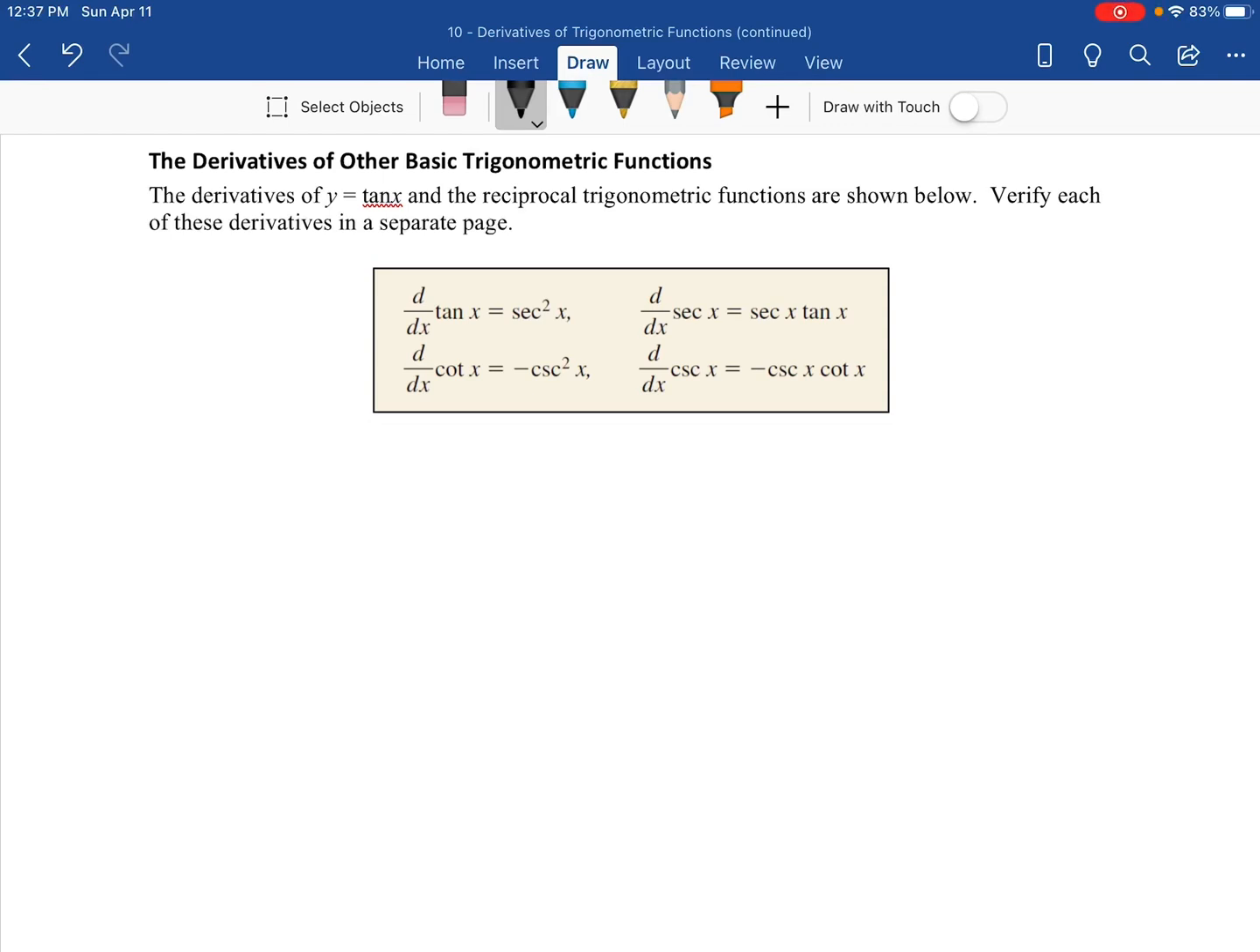Today I want to look at the derivatives of other basic trigonometric functions. And by other, I mean besides sine x and cos x. Taking the derivatives of those two functions can be easy or hard depending on how rigorous you want the proof to be.